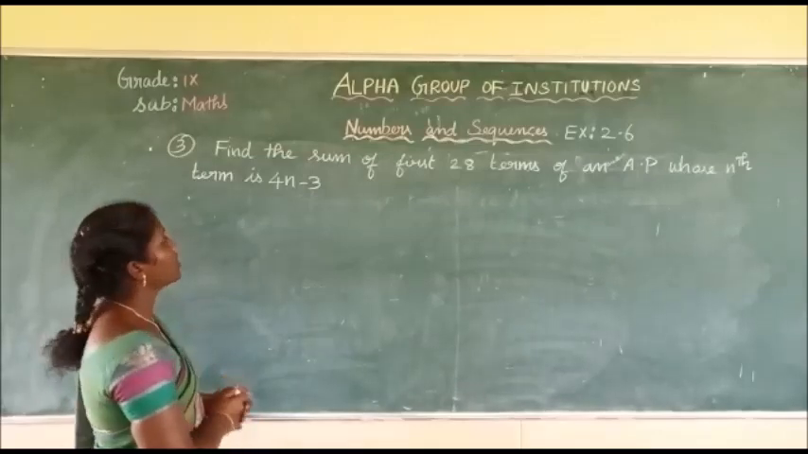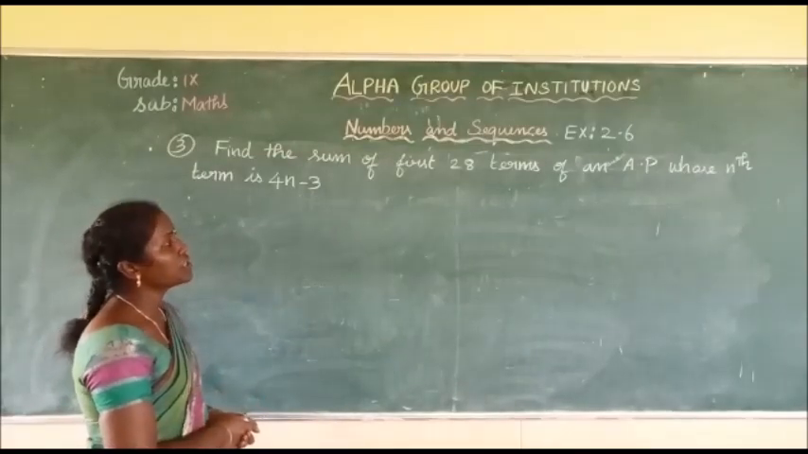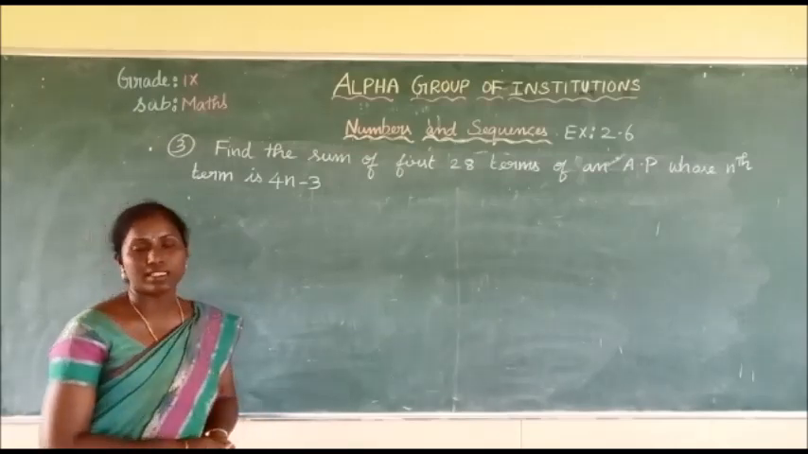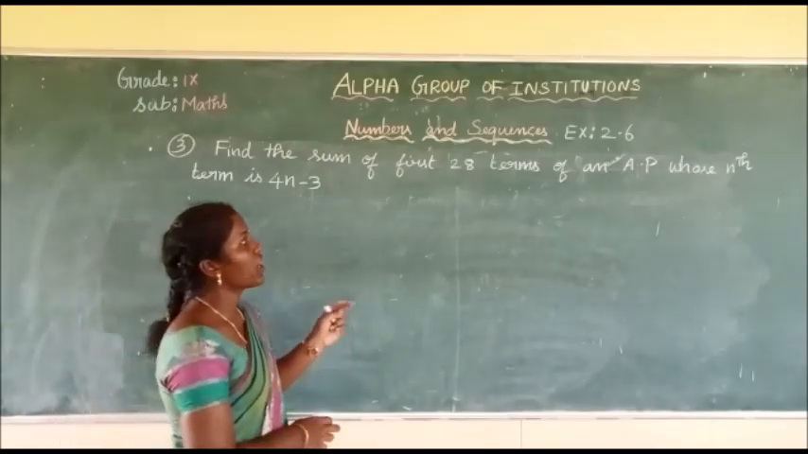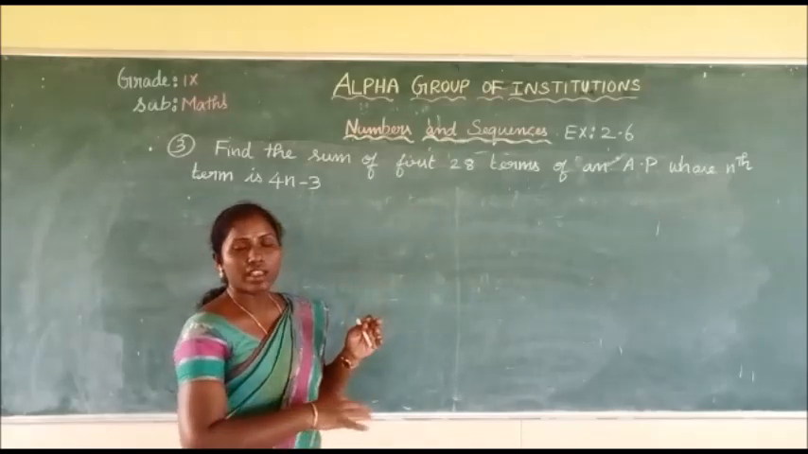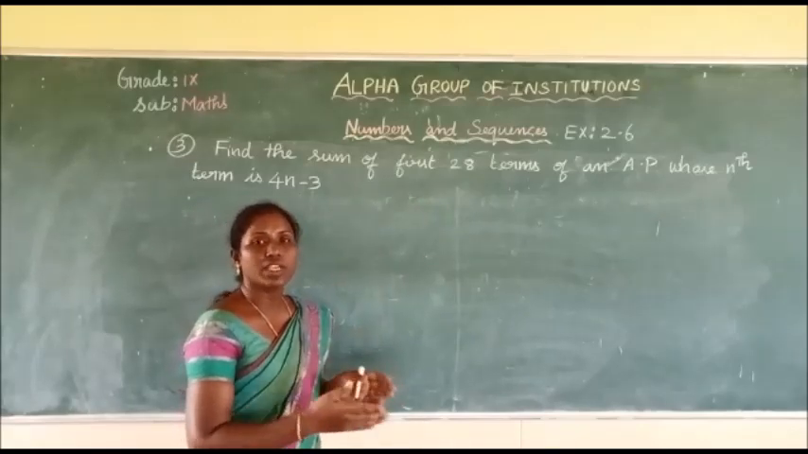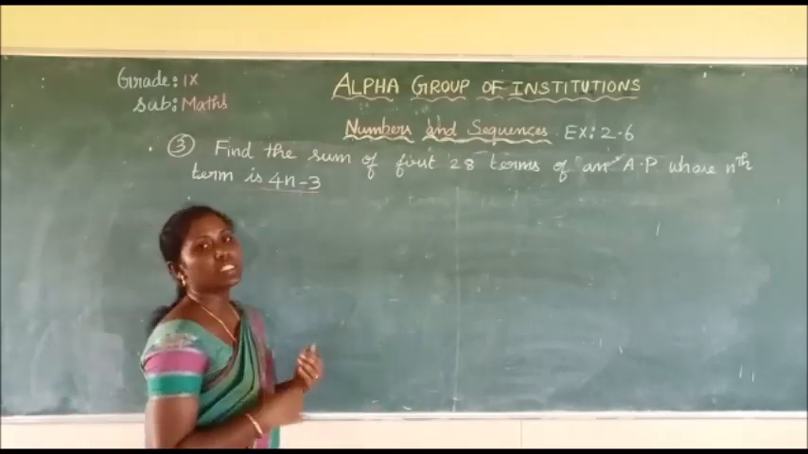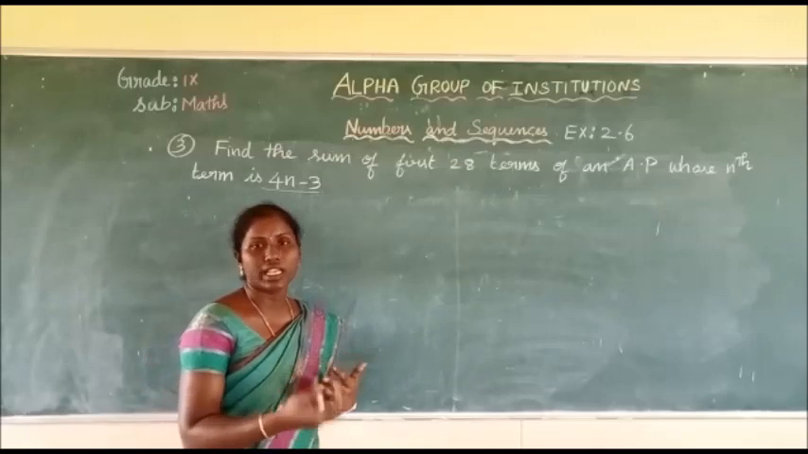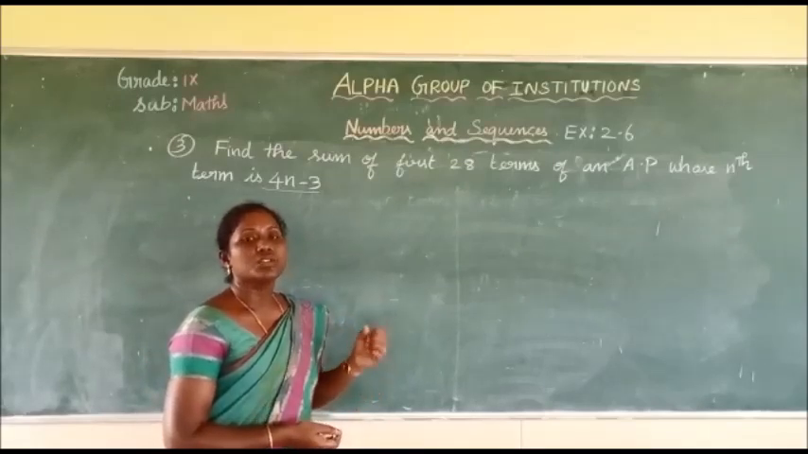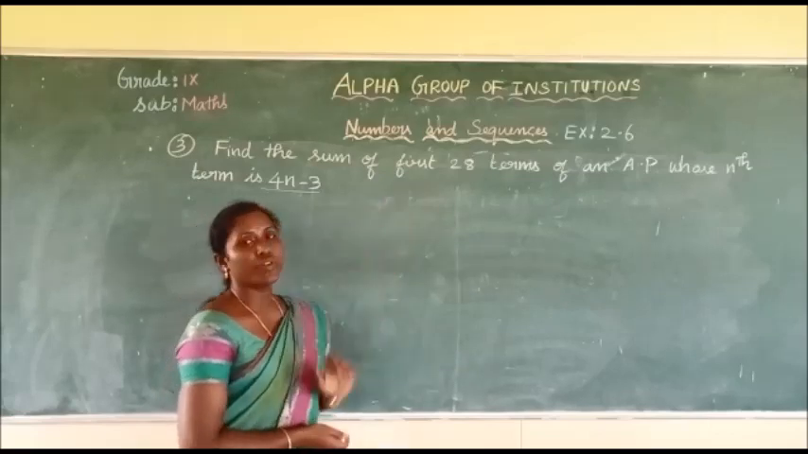So the next problem, the third problem. Find the sum of first 28 terms of an AP whose nth term is 4n minus 3. In this question we have to find the sum of the first 28 terms. They didn't give the terms of the AP directly, they gave the general term. So using this general term we have to generate the AP, isn't it? We know how to generate the AP, isn't it?